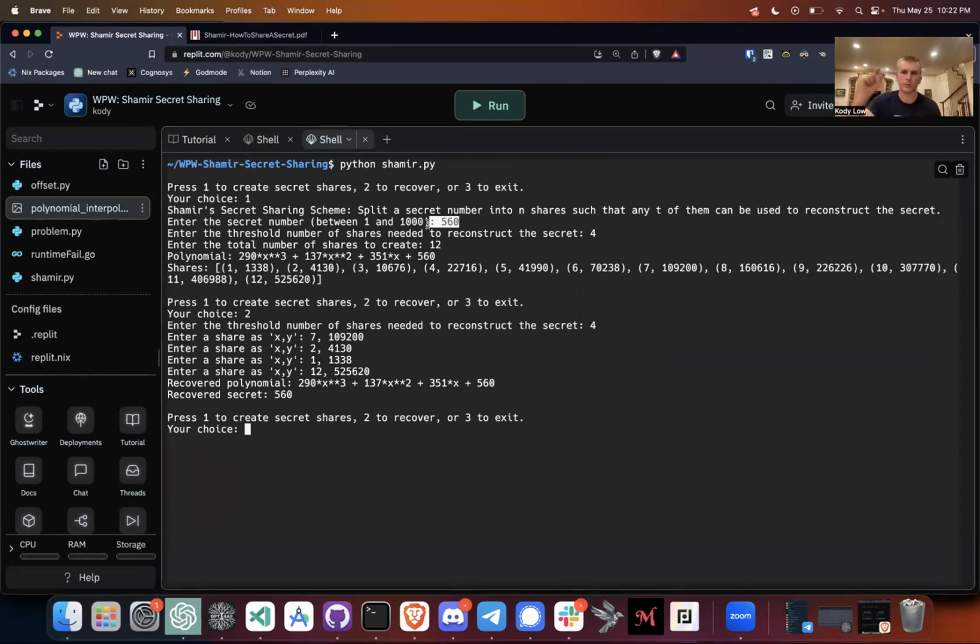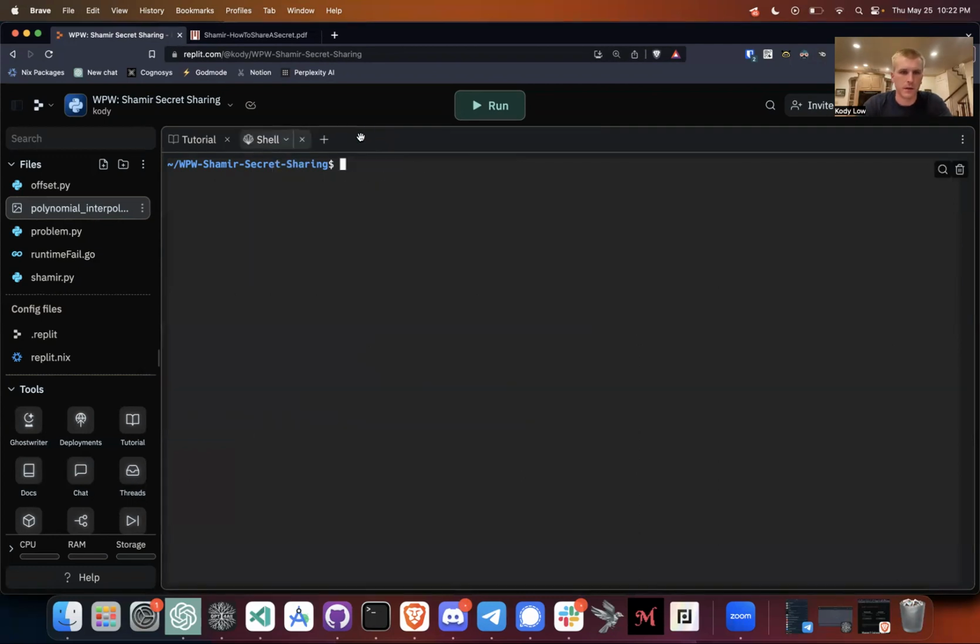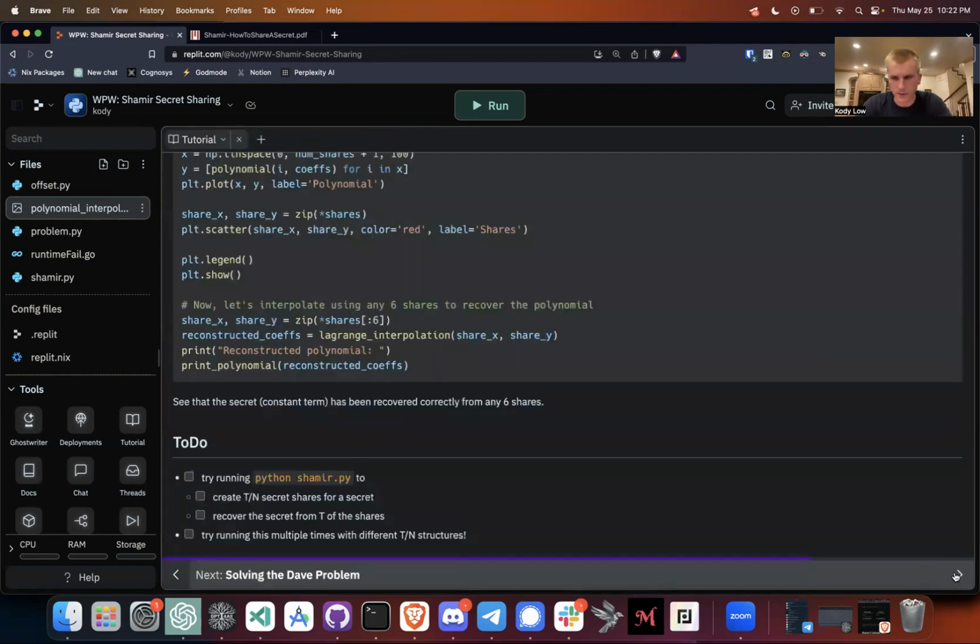You define the polynomial, you pick some points along the polynomial, you give out the points, and then any threshold number of those points can come back together, reconstruct the polynomial, and then figure out what the intercept is on the y-axis. And that's the secret. Okay. So that was fun.